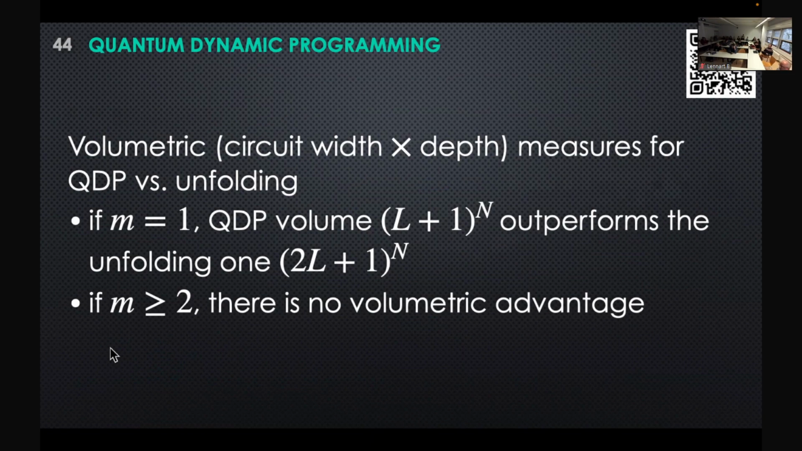However, what does volumetric mean? Just circuit width multiplied by the depth. Okay, it's not like the standard quantum volume, but in this sense. Yes, in this sense, yeah.